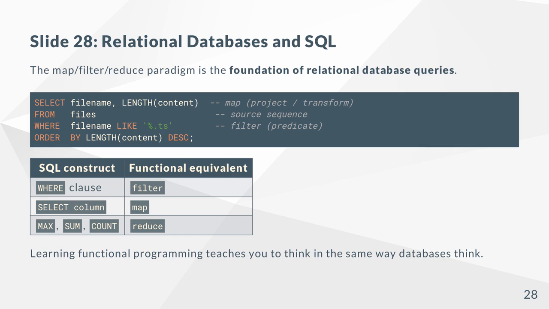The map, filter, and reduce paradigm is the foundation of relational database queries. Consider this SQL query. Select file name and length of content from files where file name like %.ts order by length descending. The where clause is a filter. The select column is a map, projecting and transforming each row. The aggregate functions max, sum, and count are reduce operations. Learning functional programming teaches you to think in the same way that databases think. The patterns are identical, only the syntax differs.